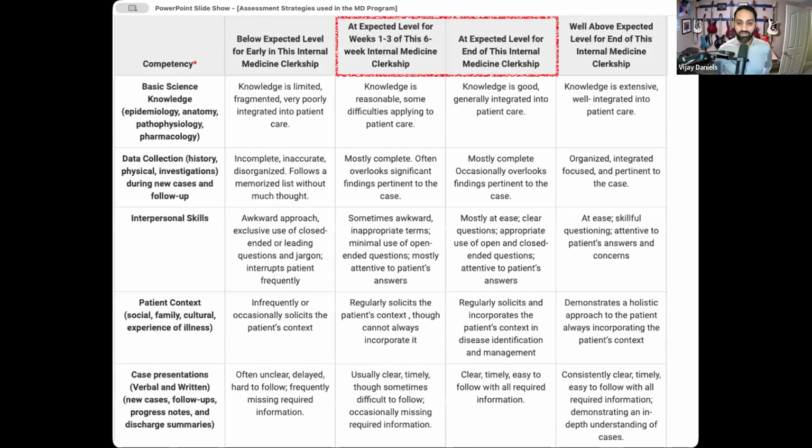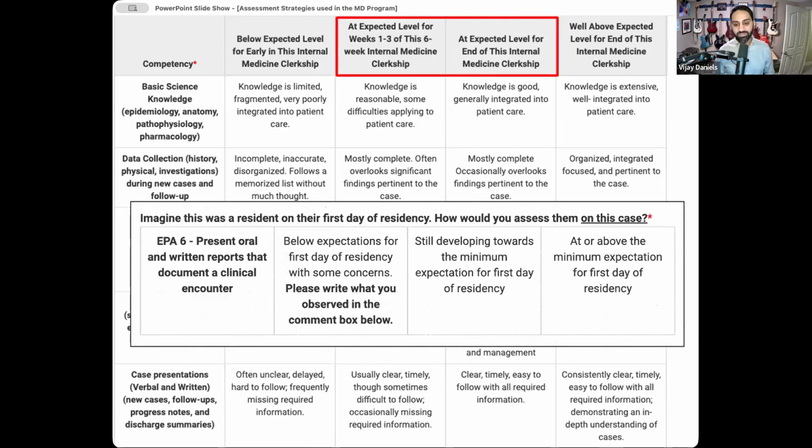So as you can see, our more longitudinal form is exactly that. Over this rotation, where are they at? Whereas an entrustable professional activity or task-based form is really looking at how did you do on this case. And I hope you'll appreciate that these two are complementary.